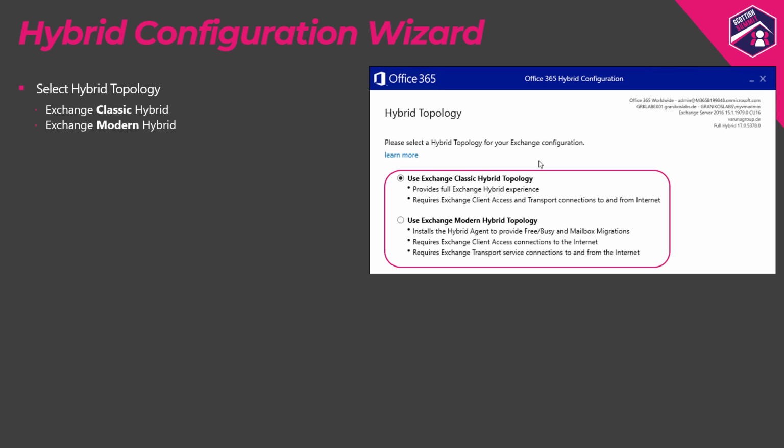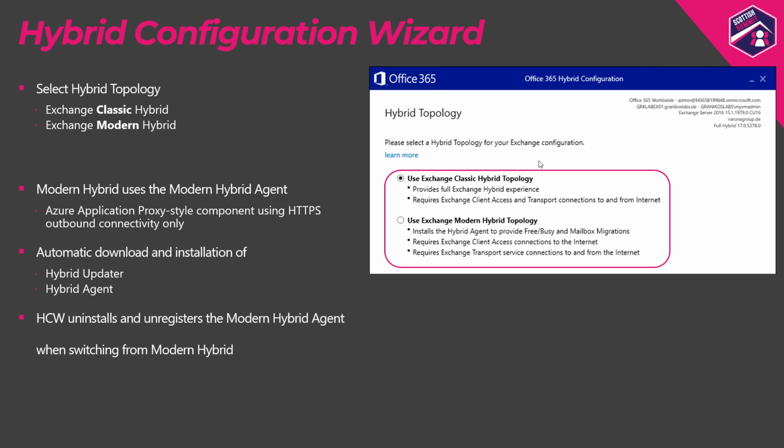After you go to using the full hybrid, you do have to select the topology, which is classic or modern. As mentioned before, you need to use classic if you want to use Teams and on-prem Exchange. If Teams is not supposed to be used in your organization, you can move on with Exchange Modern Hybrid, because in this case you do not have a requirement for inbound HTTPS.